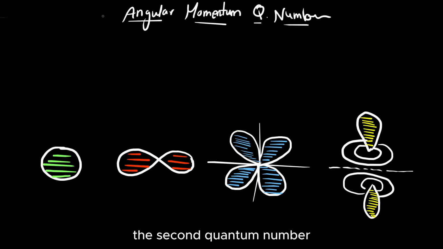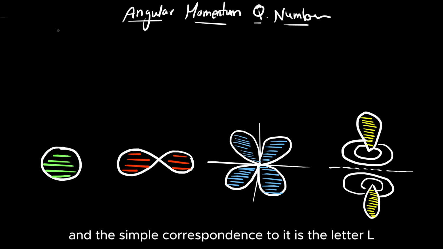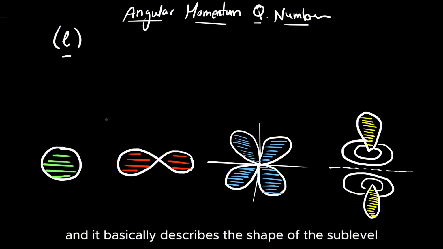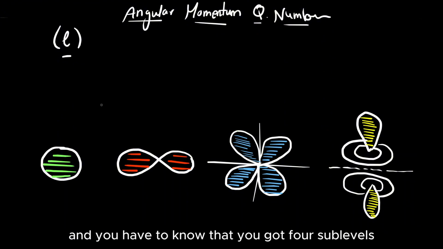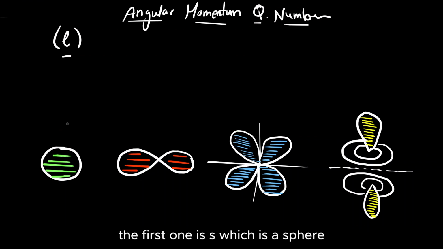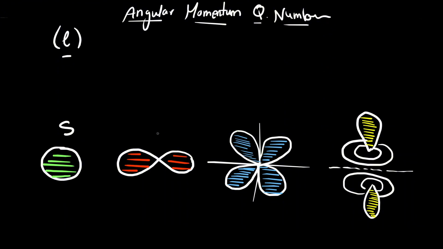The second quantum number we have is called the angular momentum quantum number, and the symbol that corresponds to it is the letter L. And it basically describes the shape of the sublevel. And you have to know that you have four sublevels. The first one is S, which is a sphere. Second one is P, there is D, and there is F.